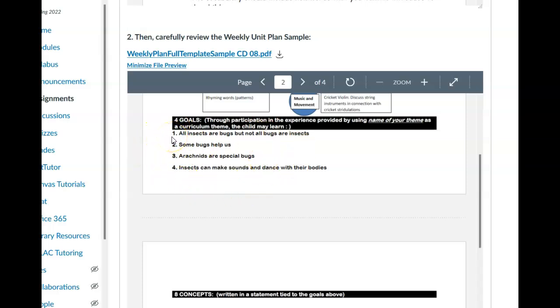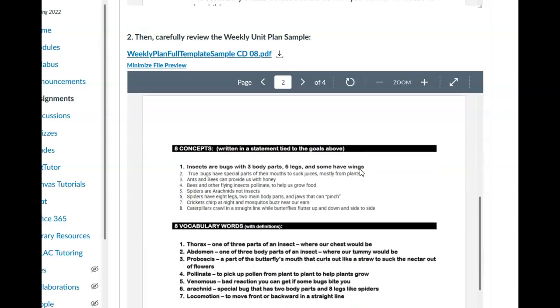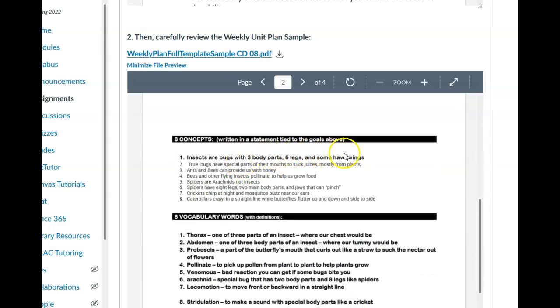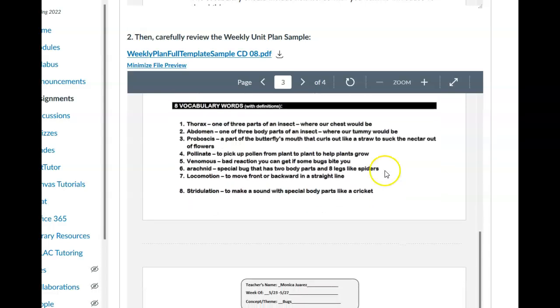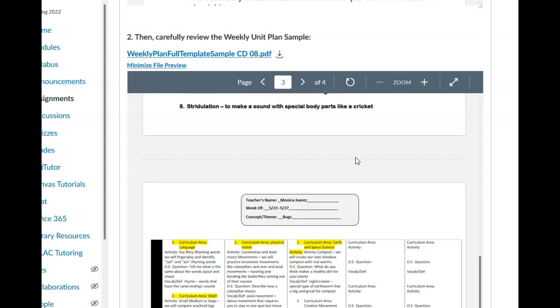So you need to keep in mind that your goals should be broad enough that they can be encompassed through math, language arts, science, and or music and movement. And then the concepts that are going to be covered, written in a statement tied to the goals above. So here we're going into more details about the goals above. These are the concepts that we're hoping to cover in our weekly unit plan. Vocabulary words with the definitions. Try to include student-friendly or child-friendly definitions. What are some key terms that the children should be exposed to and learn throughout your unit, throughout the week?